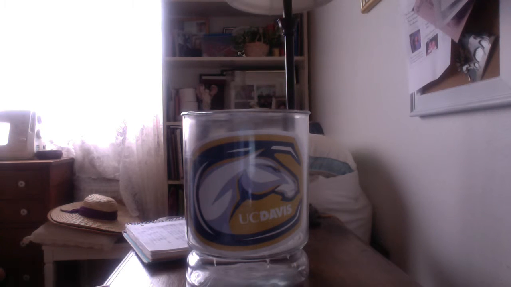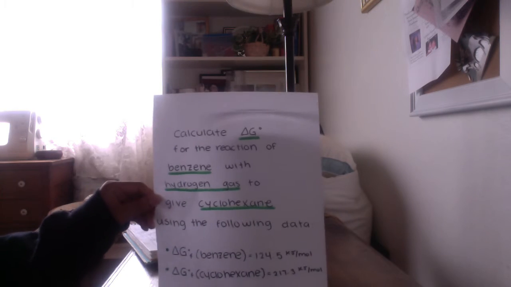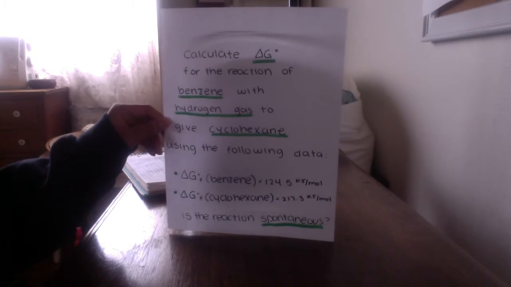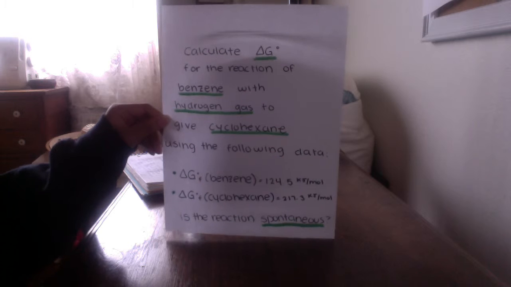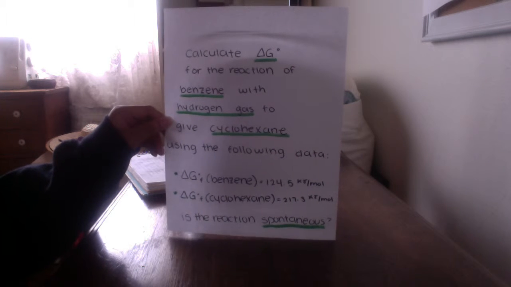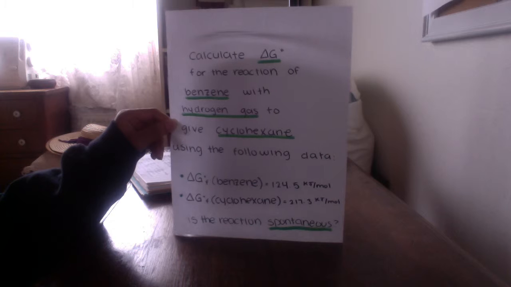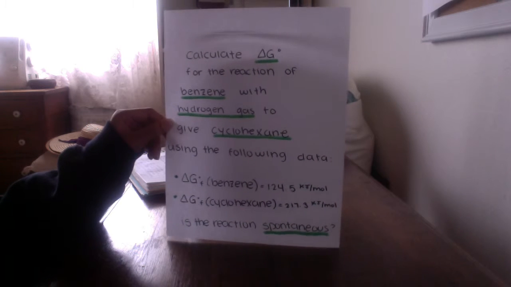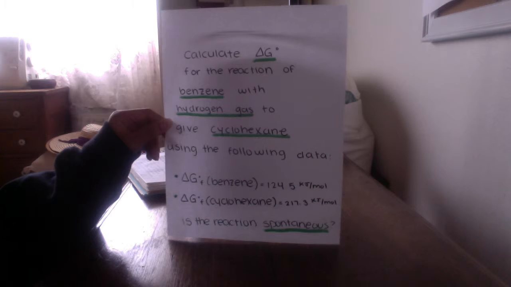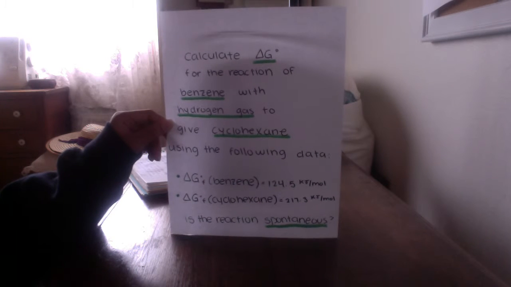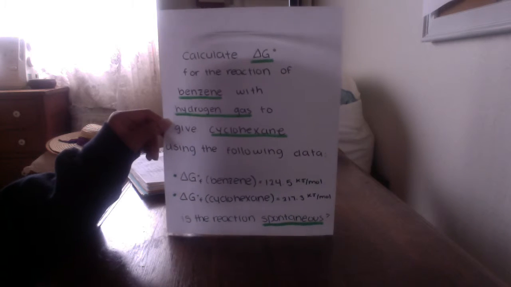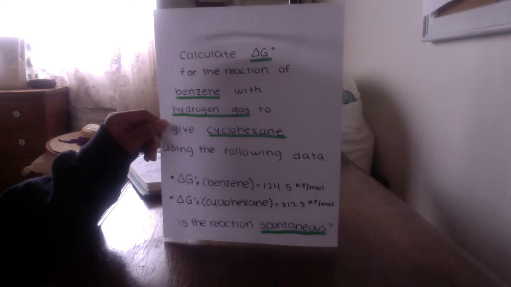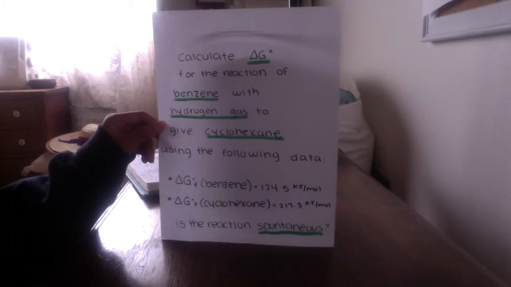So today we will be learning how to calculate for Gibbs free energy. Calculate delta G for the reaction of benzene with hydrogen gas to give cyclohexane using the following data. Delta G of formation for benzene is 124.5 kilojoules per mole, and delta G of formation for cyclohexane equals 217.3 kilojoules per mole. And you will also, by the end of this video, know whether or not this reaction is spontaneous.